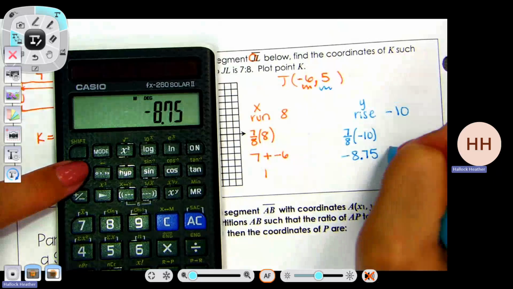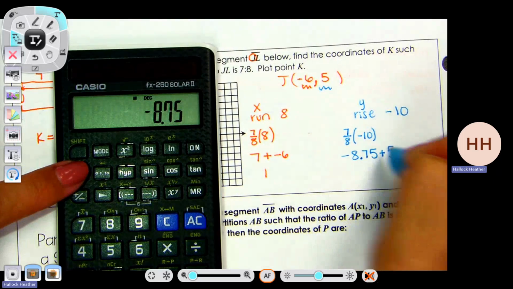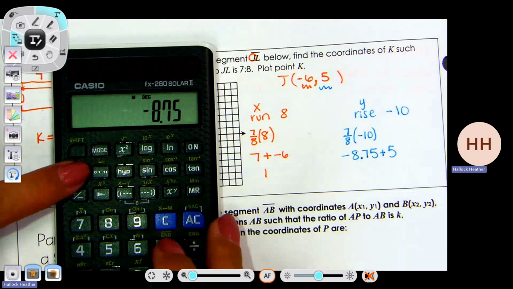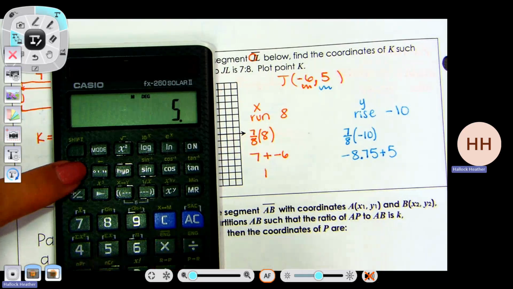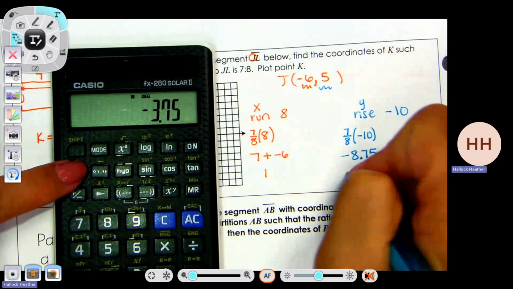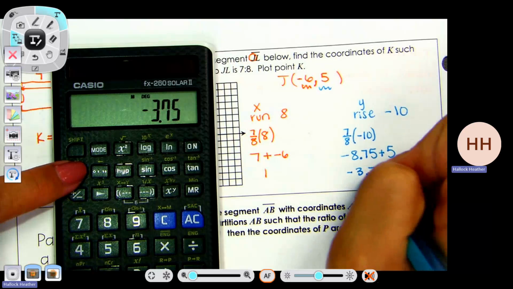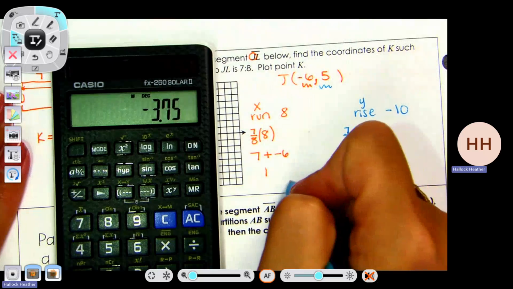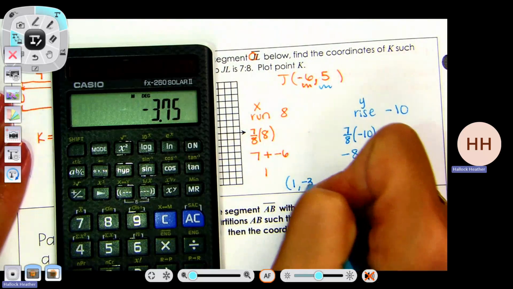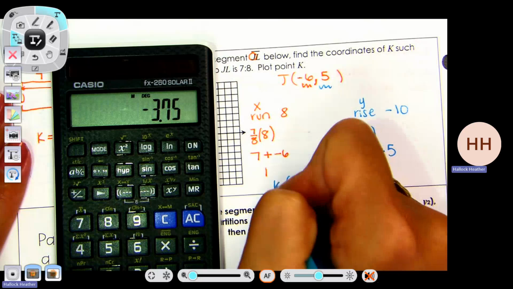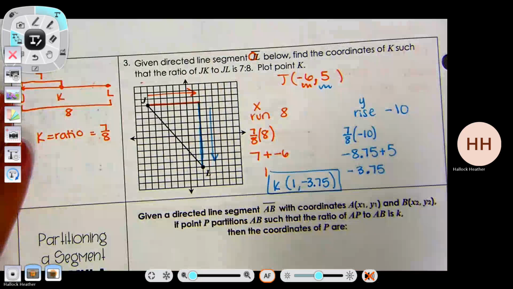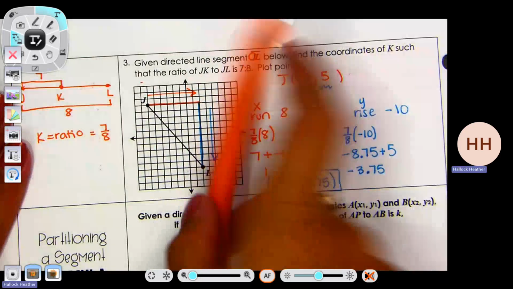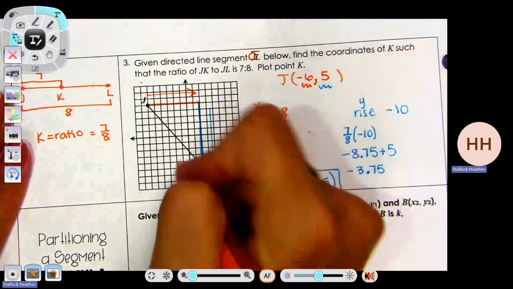5. But no, if they wanted you, say like the cycle assessment or the EOC, if they want a fraction, just use the fraction button. And then if you add 5 to it, it's going to still change it to -3 3/4. -3 3/4 is -3.75. So use that fraction button. Try to play with it, get used to it because it'll help you in the long run. So that coordinate we're going to plot on our grid. Although it's not cute, it should fall on your graph. So if I go over 1 and down 3.75, it's this point right here.